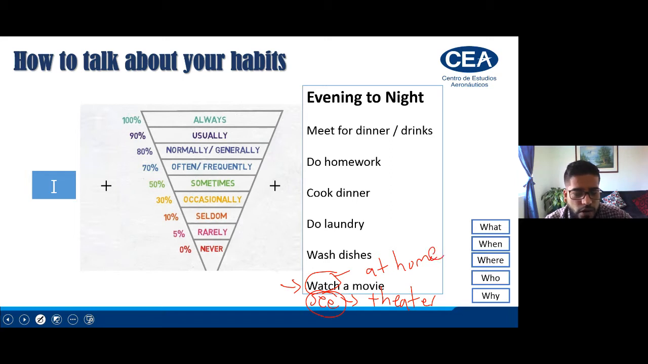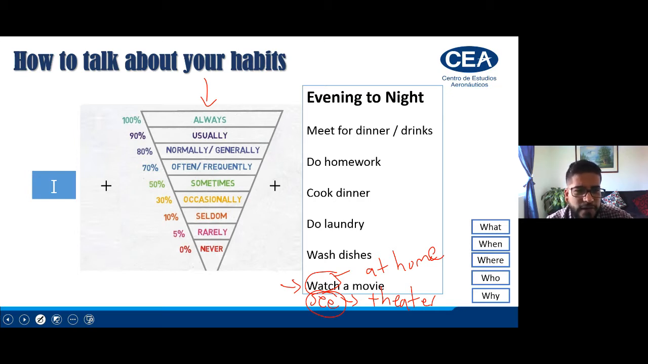Okay, so basically these are some of the expressions, and specifically it is necessary that you practice these adverbs of frequency: always, usually, normally, generally. Okay, so maybe you can do some practicing at home. Okay, doing some exercises, talking about your habits.